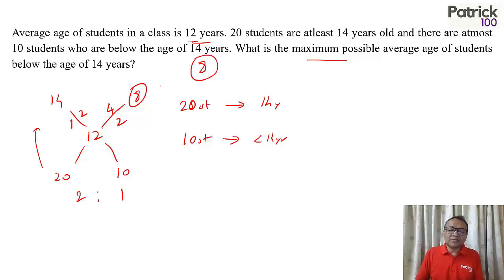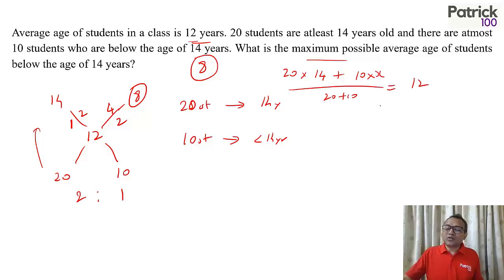Again, reverse allocation sums have come in the exam. You can do it with the normal average method, but reverse allocation will be a quicker method to solve in the exam. You can do simple average, the weighted average formula, and try to get the answer. That is also possible. So 20 students with 14 years of age, 10 students with X years of age, upon 20 plus 10 gives you an average of 12. To solve this also, you will get X as 8. So 8 will be the answer.